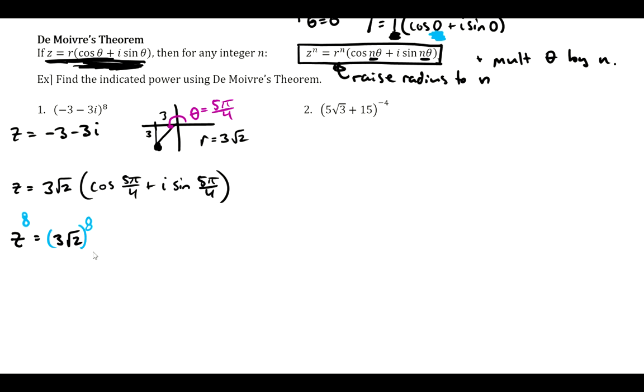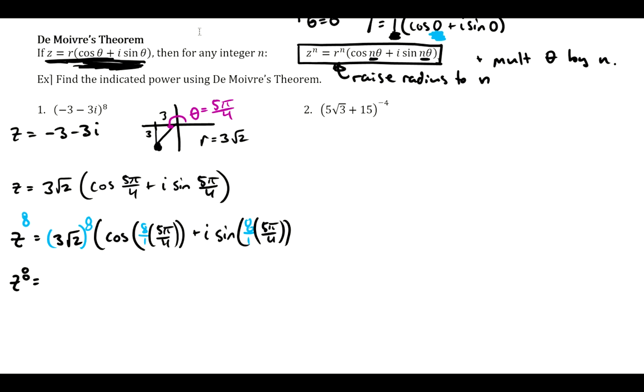And then again, big parentheses, cosine. Let's go ahead and use parentheses here. It's saying that angle should get multiplied by 8. And if it helps, you could put a 1 as a placeholder. And then plus i sine. Again, 8 is going to multiply that angle, and then 5 pi quarters. So there's the big setup. So z to the 8th, that's what they wanted us to find.